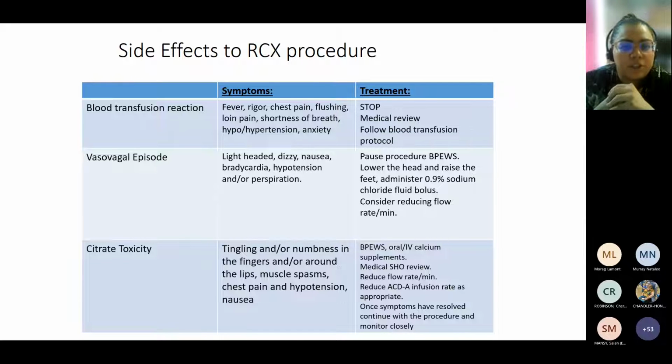So fever, rigor, chest pain, flushing. You can have shortness of breath, increase in temperature, and you would just treat this as a normal reaction. So you'd stop the blood transfusion and you'd want to pull back from the cannula.